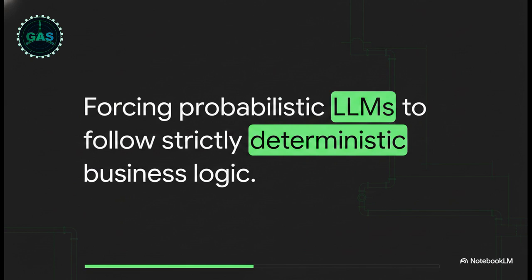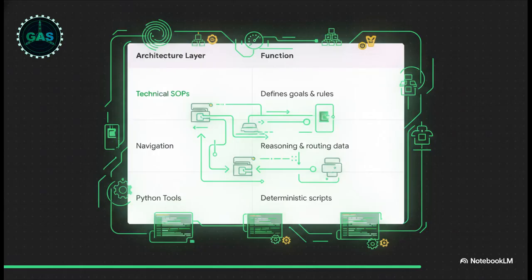It lays down the underlying plumbing so your apps don't just fall apart like a cheap suitcase the second a customer actually clicks a button. Picture this architecture as a 3-story building that perfectly separates concerns. On the top floor, you've got your technical SOPs, which clearly define your goals, inputs, edge cases, and golden rules. Down on the middle floor is navigation. This is the reasoning layer that acts kind of like a traffic cop, routing data between tools without trying to do any complex math itself. And finally, on the ground floor, you have Python tools. These are deterministic, testable scripts meant for pure execution.